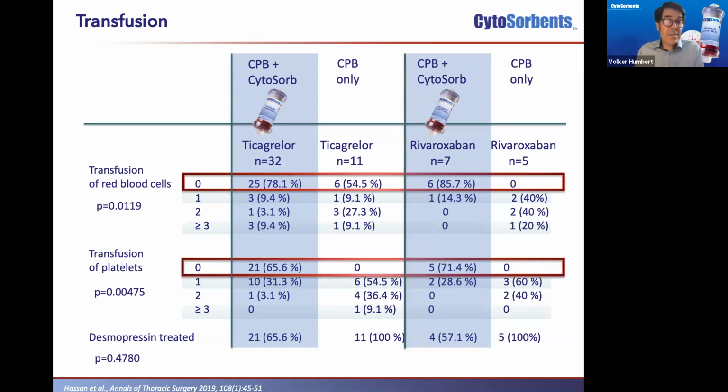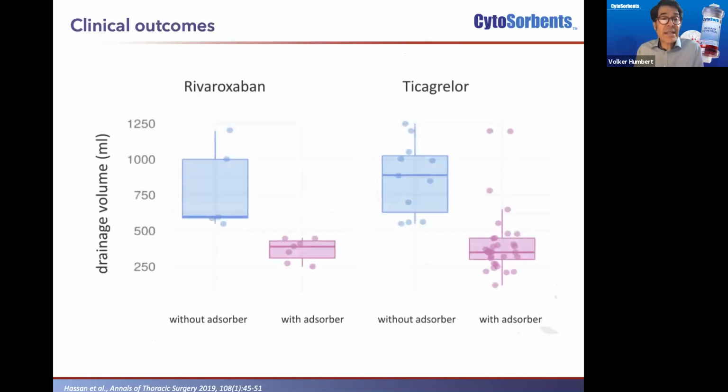And a similar pattern, even more pronounced, was given in regard to the transfusion of platelets. Here, 60% without any platelet transfusion. Every one of those 11 ticagrelor control patients needed transfusions, and also every one of the 5 rivaroxaban control patients required transfusion of platelets. And as a more objective measurement, you can also see here the differences in the drainage volume over 24 hours, which was significantly different whether or not the adsorber was used.